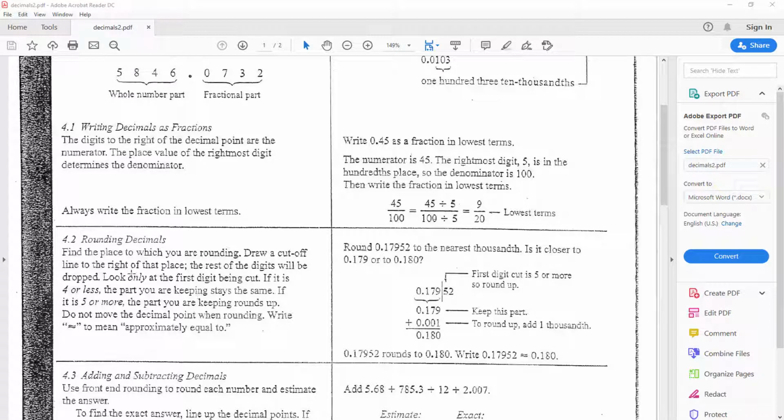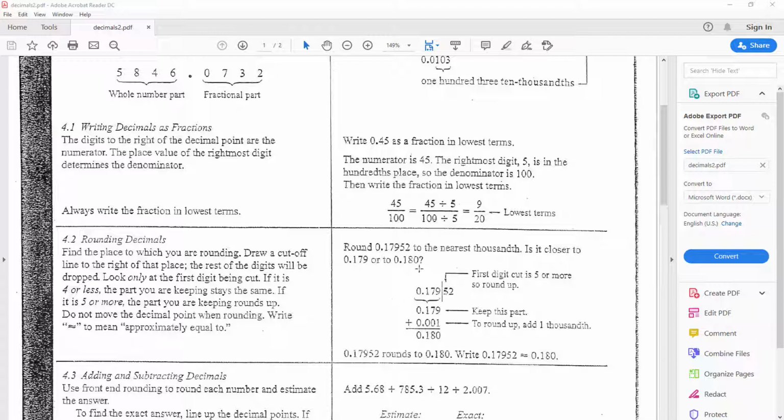Rounding decimals here. Find the place which you're rounding. Draw a cutoff line to the right of that place. The rest of the digits will be dropped. So now we're looking at rounding to the nearest, this right here, round to the nearest thousandths. If it's 4 or less, the part you're keeping stays the same. If it's 5 or more, the part you keep rounds up.